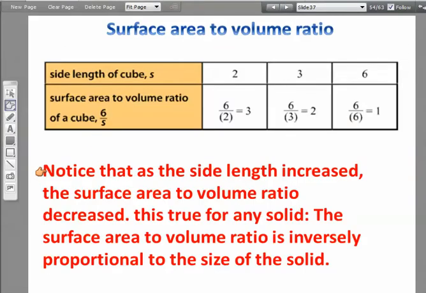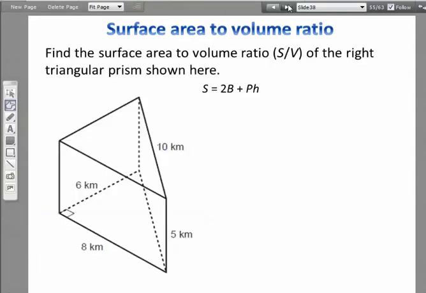And it says, notice that as the side length increased, the surface area to volume ratio decreased. This is true for any solid. The surface area to volume ratio is inversely proportional to the size of the solid. So I gave you some examples here of finding the surface area to volume ratio. You've got this triangular prism here. We're going to have to find the surface area of it.